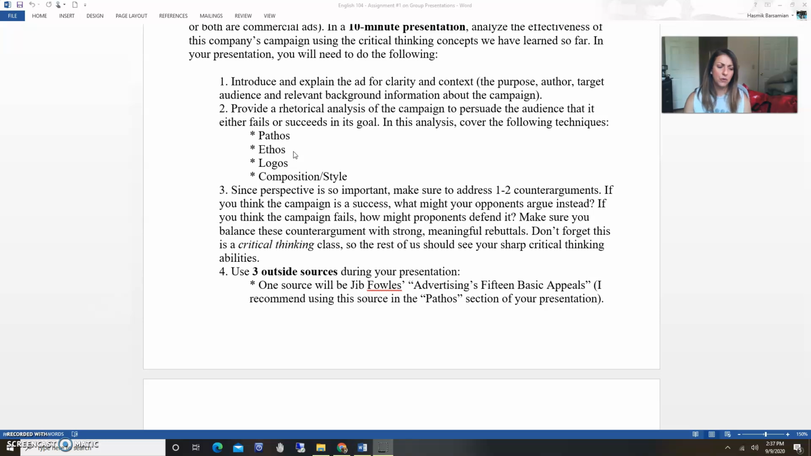By the way, if you, in your presentation, in your analysis, want to also offer alternatives, like what the company could have done to make this campaign more of a success, or what the company could have done to even strengthen their campaign even more, I think that's a level of analysis that I would be so impressed to see.